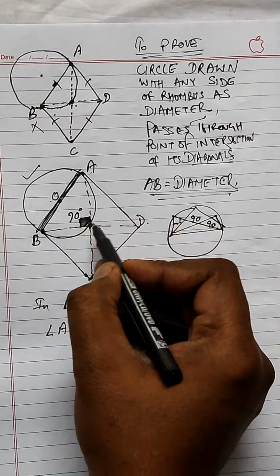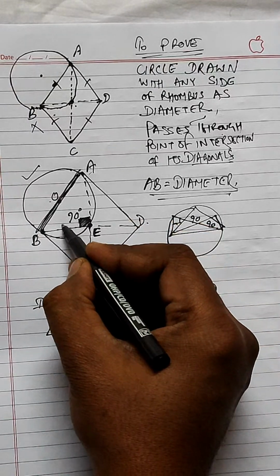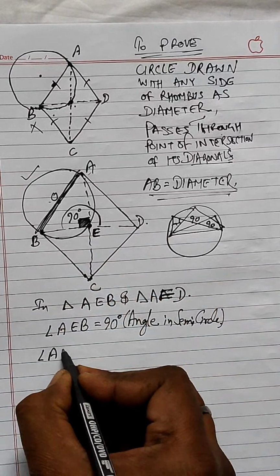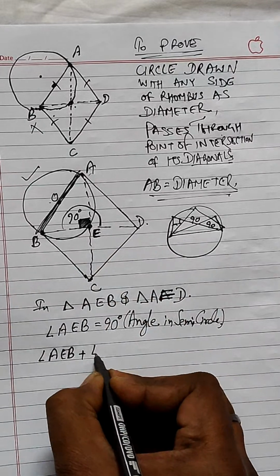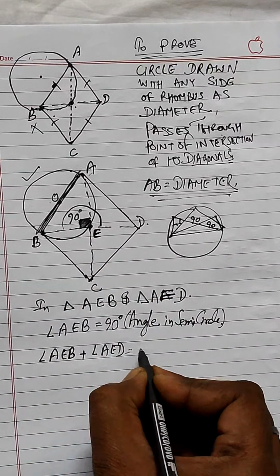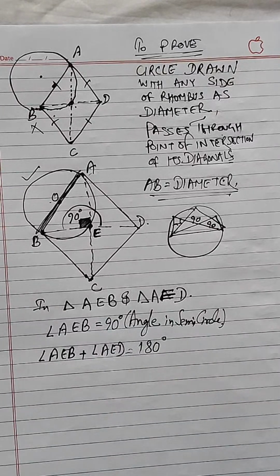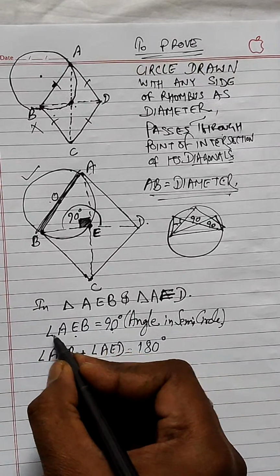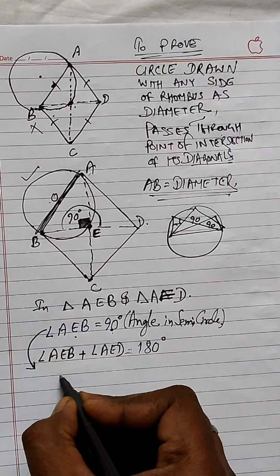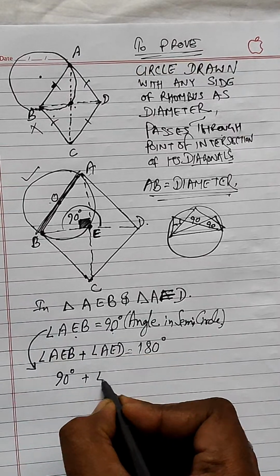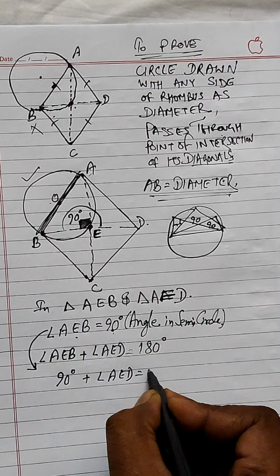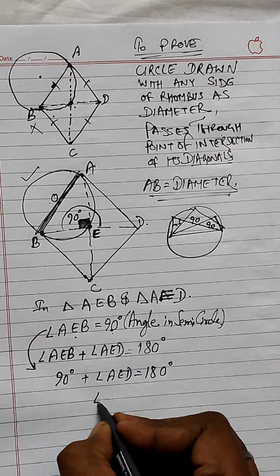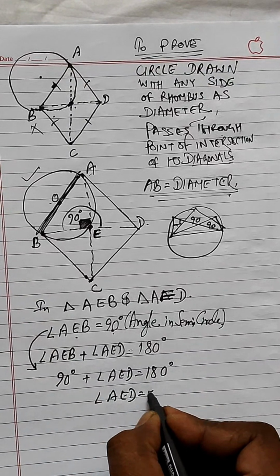BED? That means angle AEB and AED together make 180 degrees. I mean to say this one, this is 180 degrees. So we can write angle AEB plus angle AED equals 180 degrees. If angle AEB is 90 degrees, just put this value over here, so this will be 90 degrees plus angle AED equals 180. Just subtract 90 from 180 to get the value of angle AED as 90 degrees.